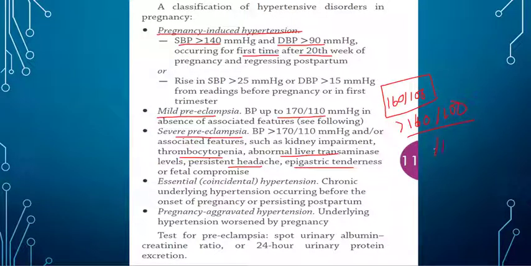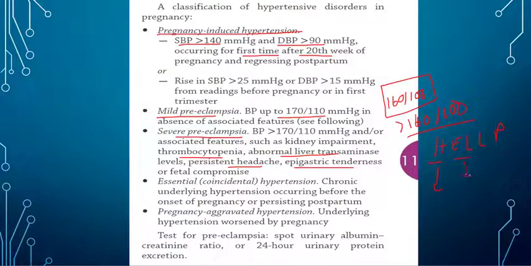Now, preeclampsia patients sometimes can get complicated with a syndrome known as HELLP syndrome. The HELLP syndrome means H for hemolysis. So patient will have hemolysis. If patient develops hemolysis, they can develop anemia. They can also develop jaundice.